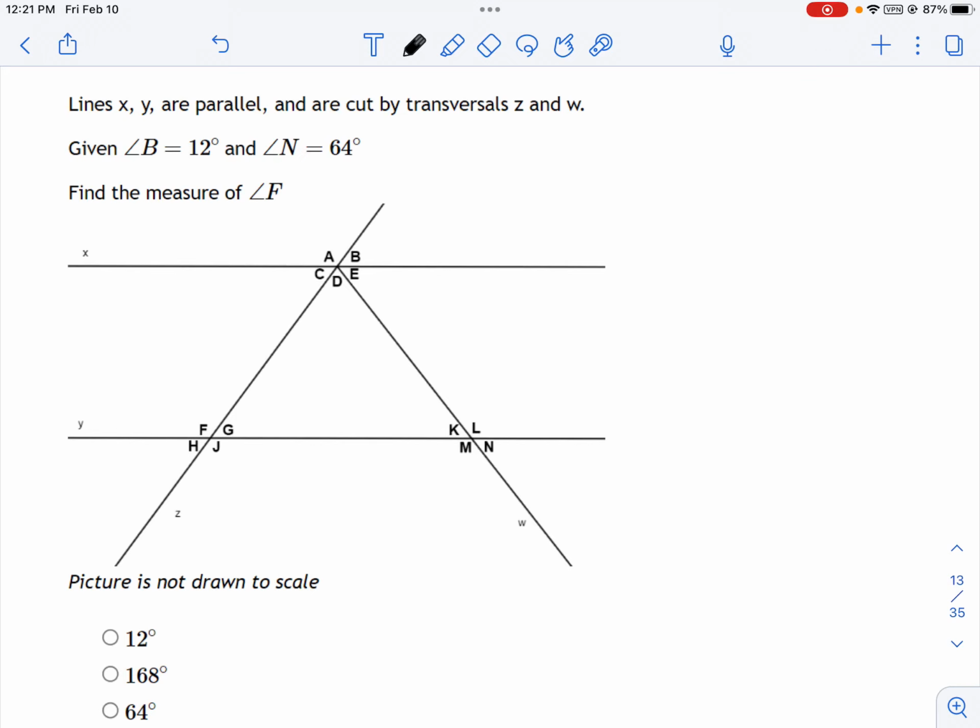Hello and welcome. So, we have this particular question, which we're told that lines X and Y are parallel. They're cut by transversals C and W. Alright, and we're given that angle B is 12 degrees. So that means that up here, this angle is 12 degrees.